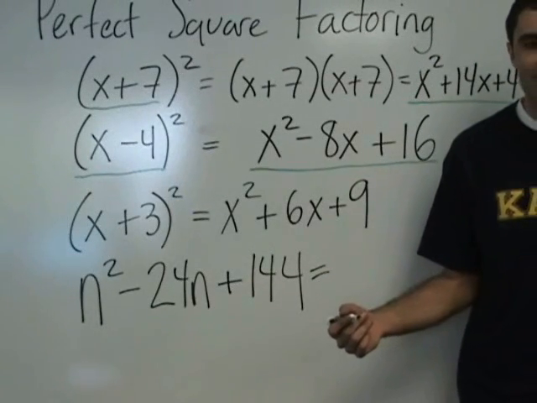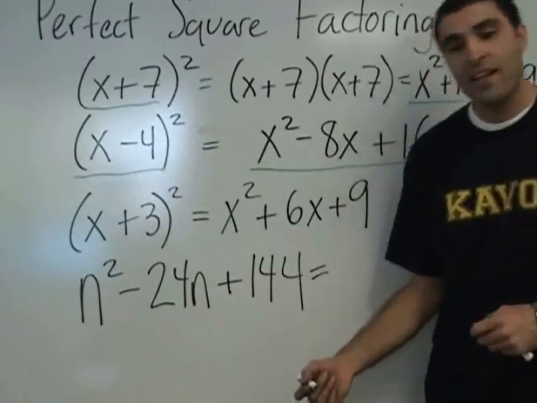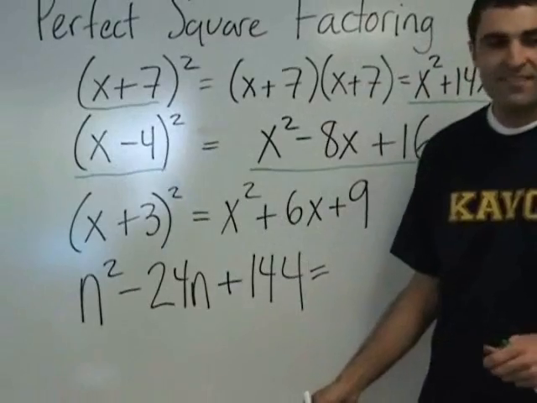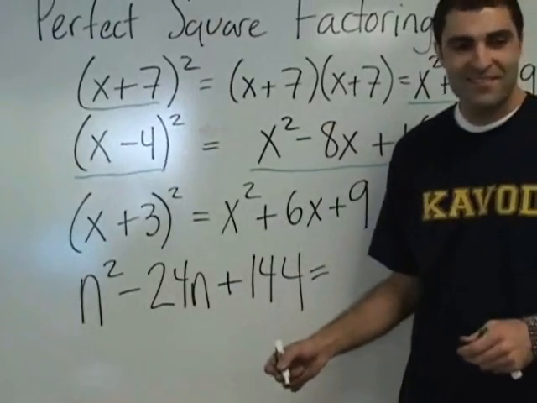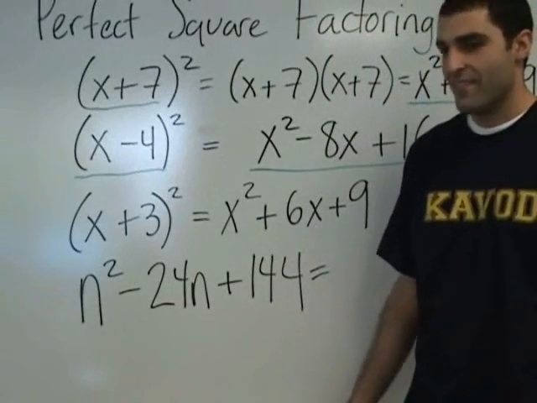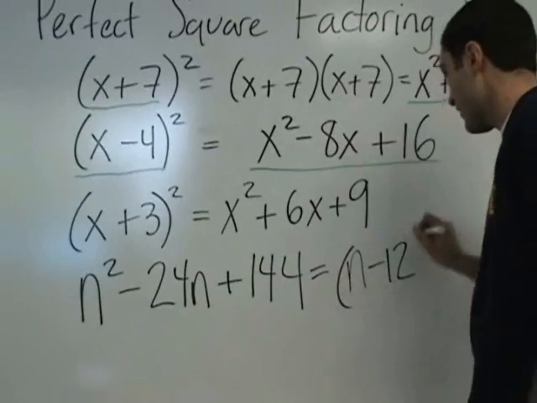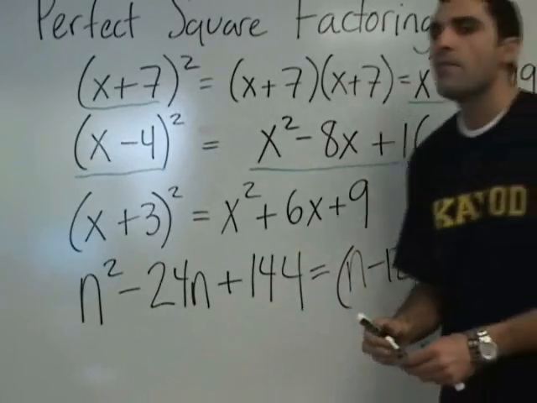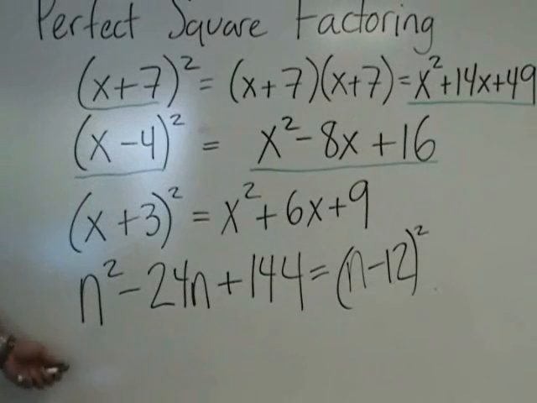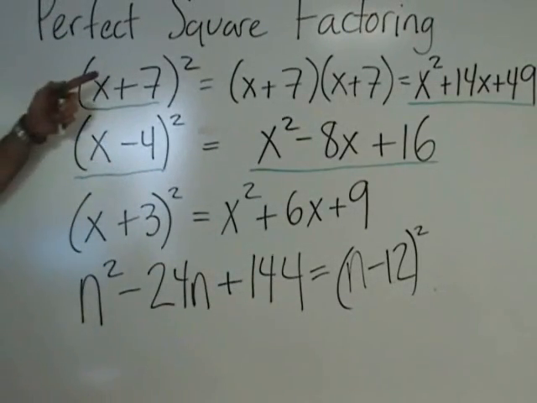N minus 12, in parentheses, squared. I don't understand why we're doing this. Oh, we're just unfactoring it. Undistributing is factoring. So this we are factoring now. I did it backwards before.